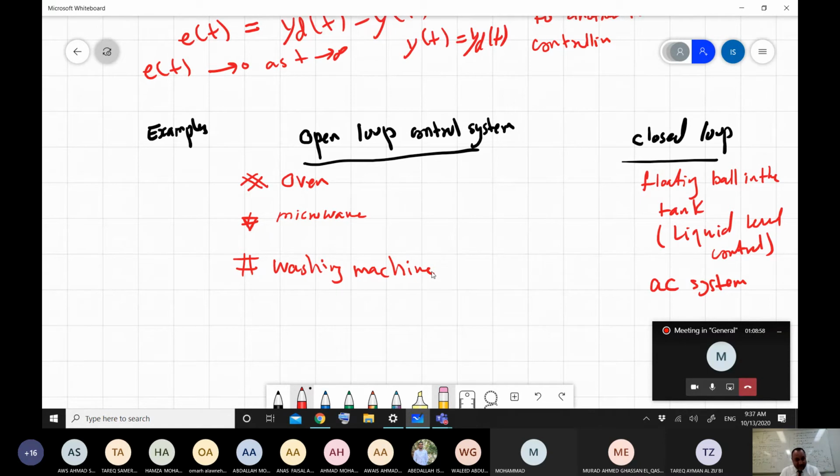The microwave by itself is stable. Yes or no? The oven by itself is stable. Yes or no? The washing machine by itself is stable. Yes or no? Yes, of course.